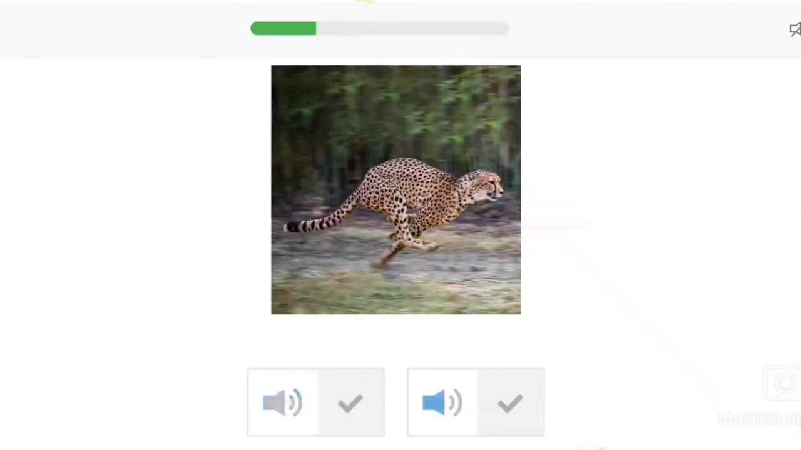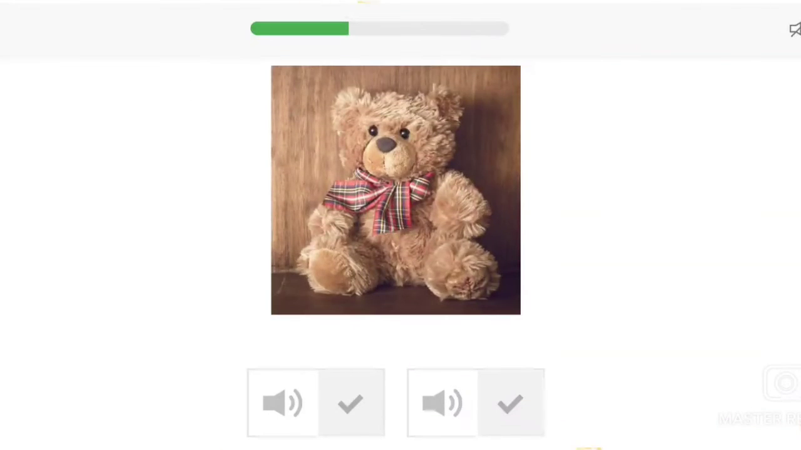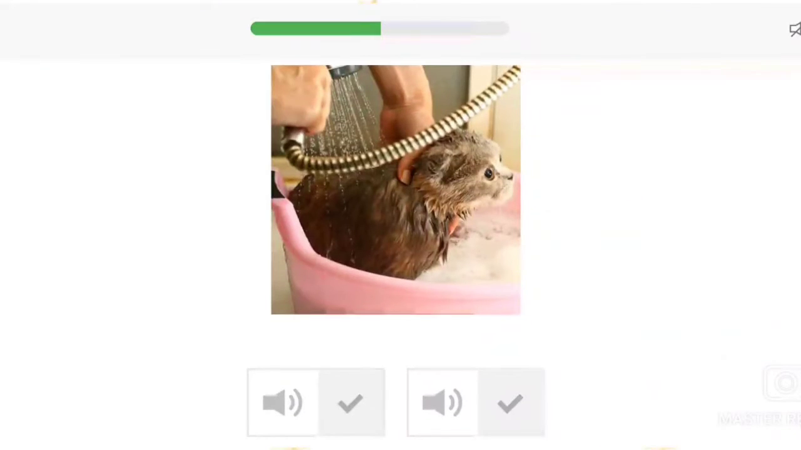Slow. Fast. Hard. Soft. How is the toy? The toy is soft. Wet. Dry. What is the opposite of wet? Dry. How is the cat? This is wet.